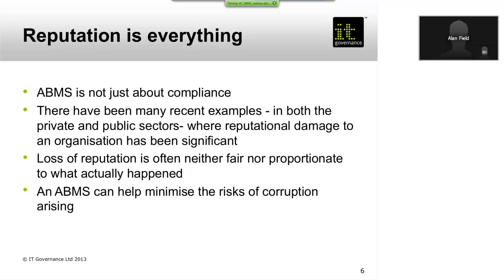Anti-Bribery Management Systems, ABMS, is not just about compliance. One of the main reasons I would argue to put in an ABMS is to protect reputation. We can think of instances in the public domain at the moment where enormous reputational damage can be done to an organisation, and allegations of corruption can be one of the reasons behind that. Any management system, particularly an anti-bribery management system, can help minimise the risks of corruption arising.